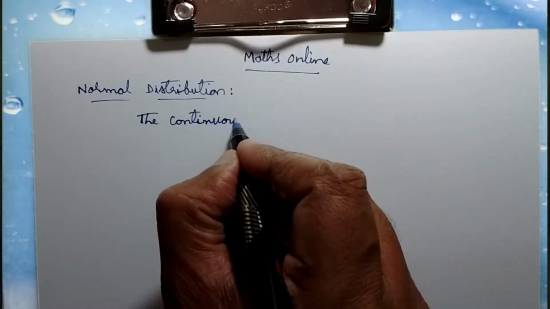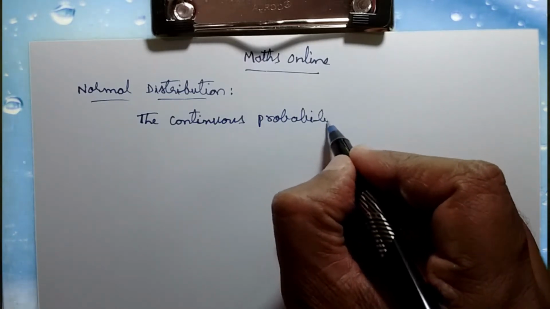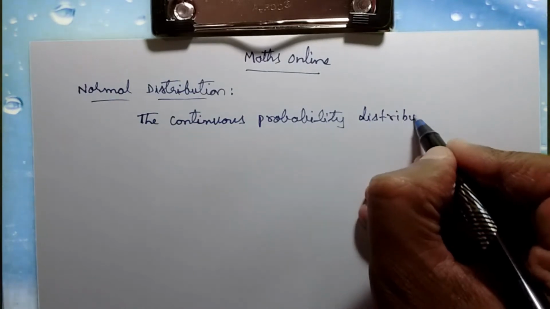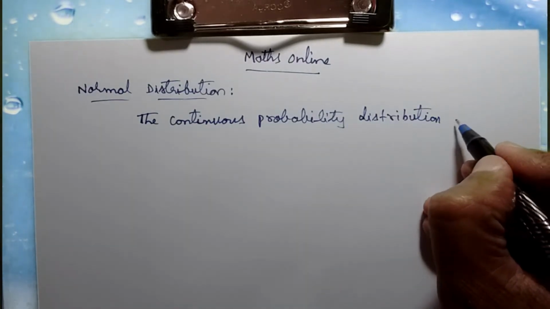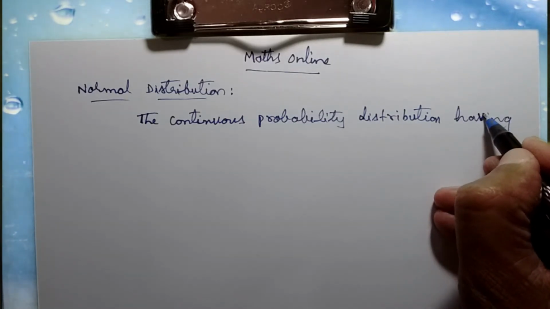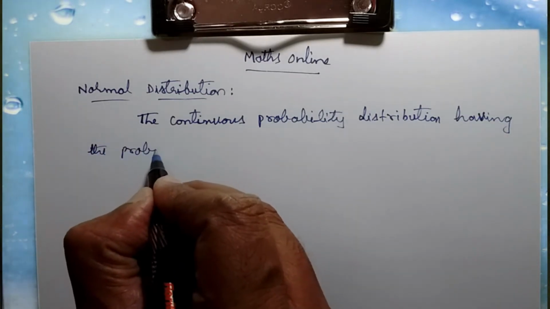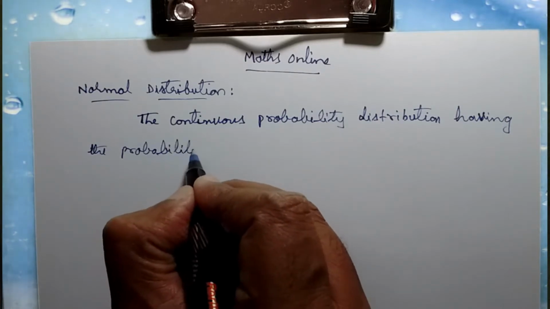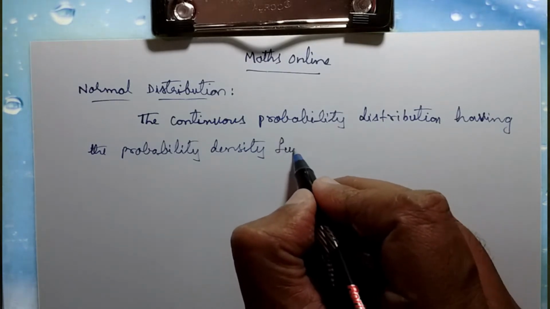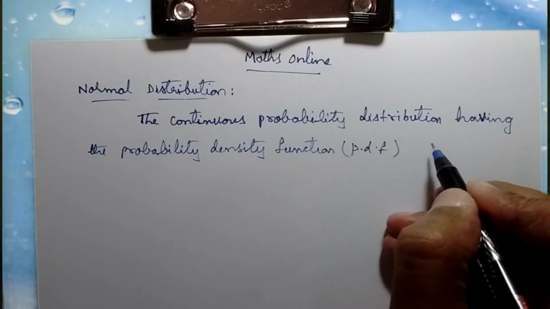The continuous probability distribution having the probability density function, or we can even write this as PDF, probability density function.